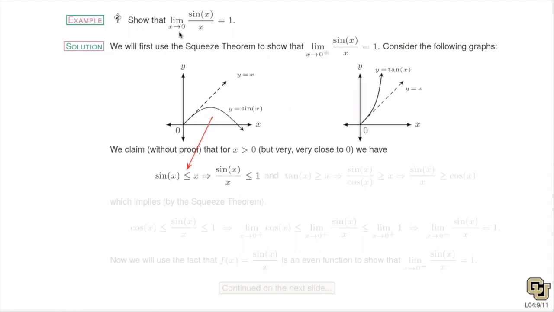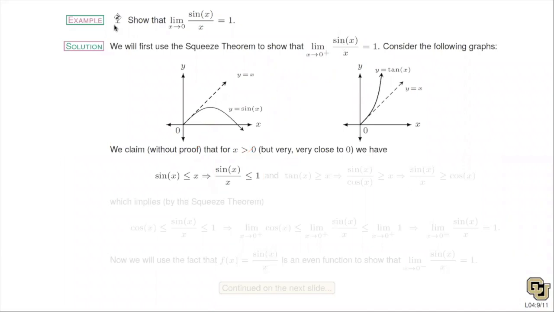So divide both sides by x, and I get this inequality. Remember, I'm trying to do a squeeze theorem. So what I really want to do is get sine of x over x in between in an inequality. So this is half of it. I have sine of x over x is less than 1. Now I need sine of x over x bigger than something to establish our inequality.